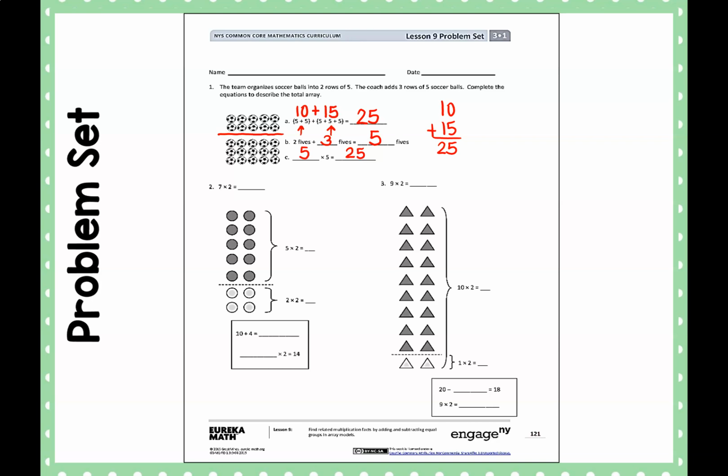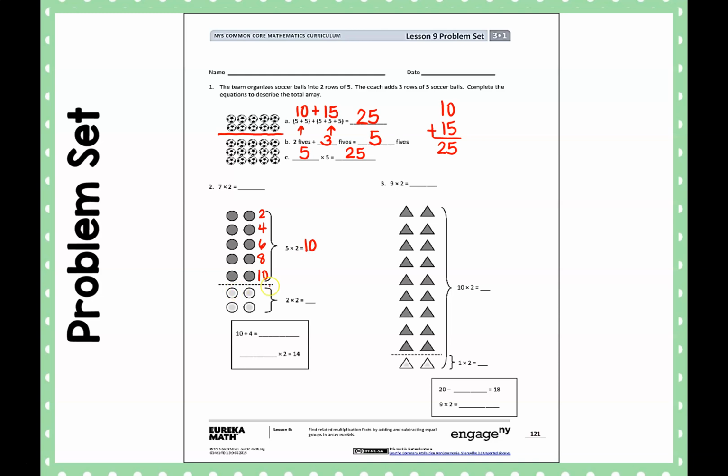Okay, let's look at number 2. It says 7 times 2 equals blank. Let's come back to that blank. Okay, so the first chunk of our array, we have 5 times 2. I need some help, so I'm going to skip count for this one. So I have 2, 4, 6, 8, 10. So 5 times 2 equals 10.